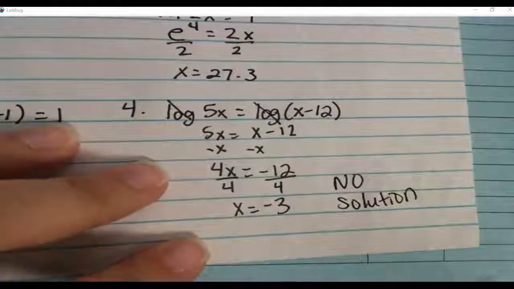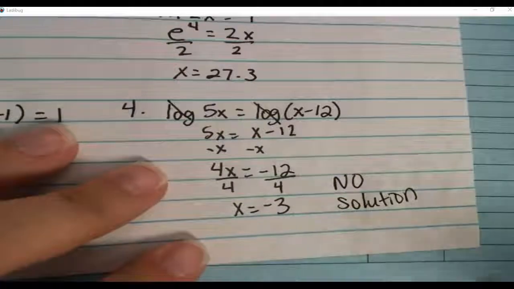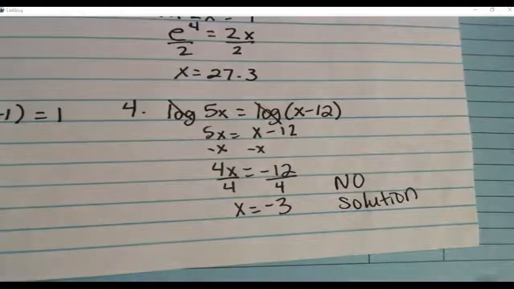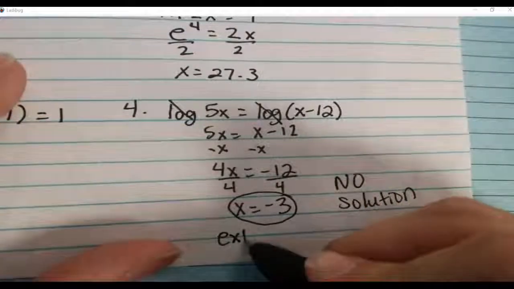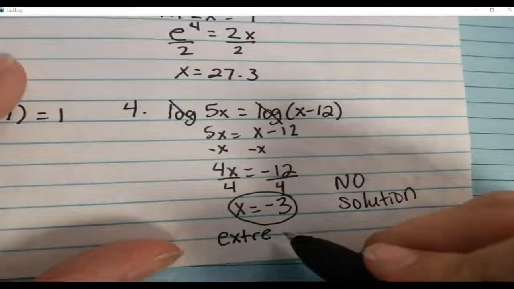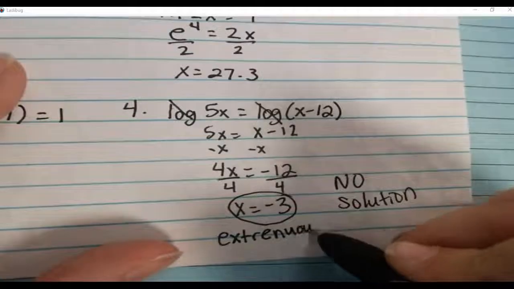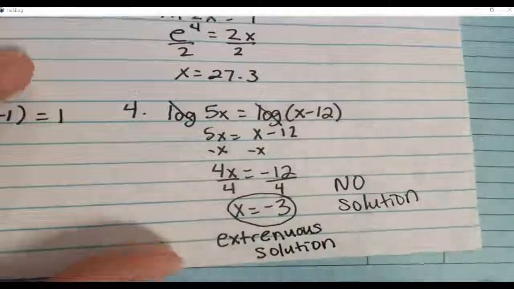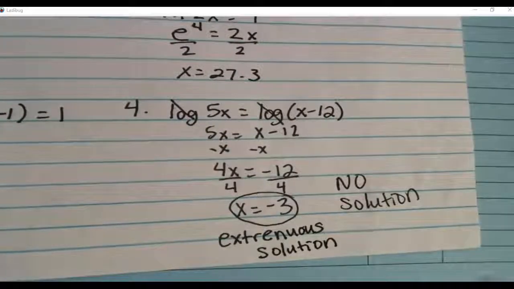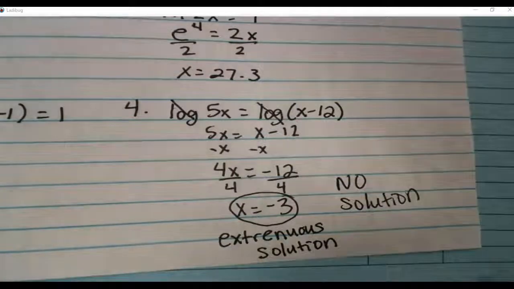Okay. So negative 3 works algebraically because those logs cancel, but it doesn't work within the log. So that's called an extraneous solution. Okay. So it works based off of our rules, but it doesn't work with the log. Questions?